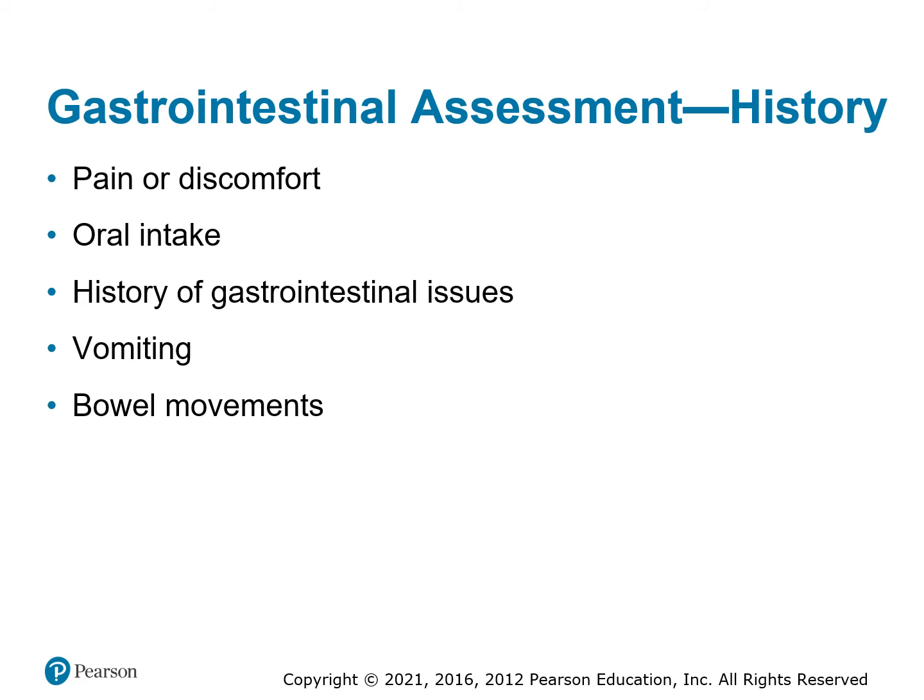Do they have any problems with their GI tract? Bowel movements or vomiting. What does it look like when it comes out? How much has come out? What was the color or the smell of it? All interesting things to document and try to form a history with.